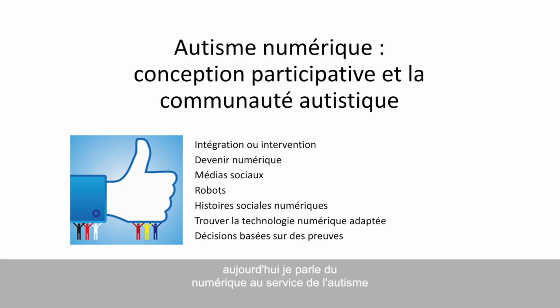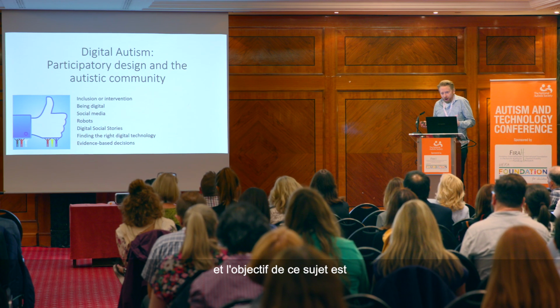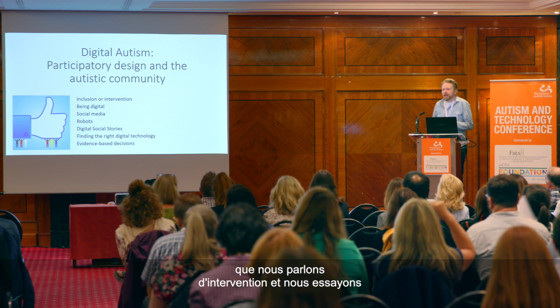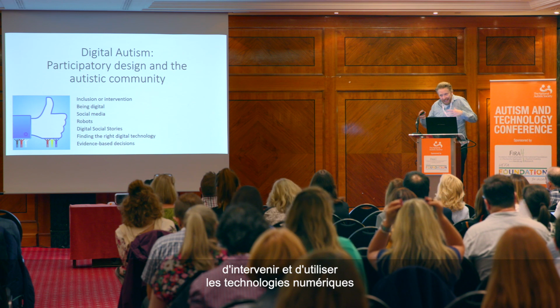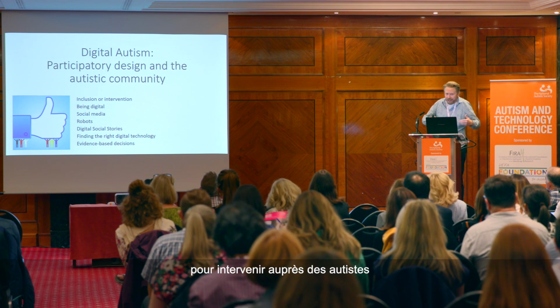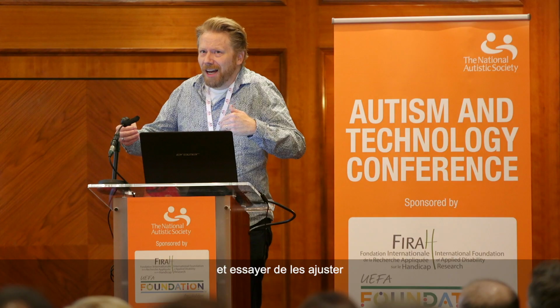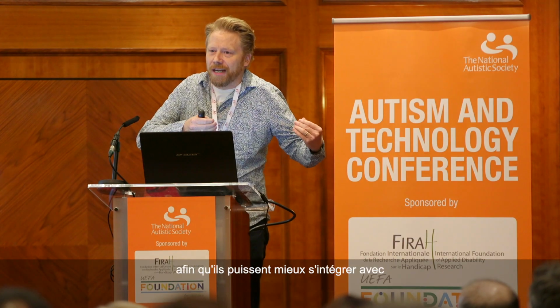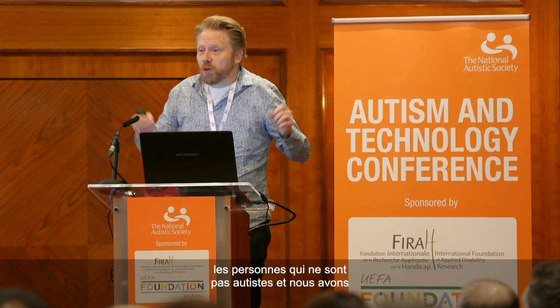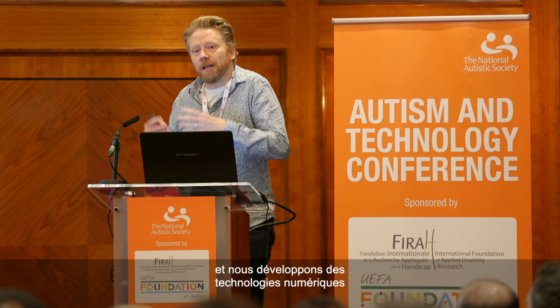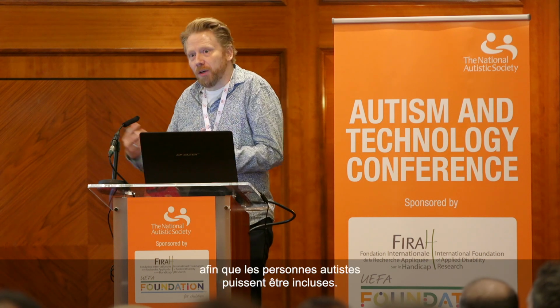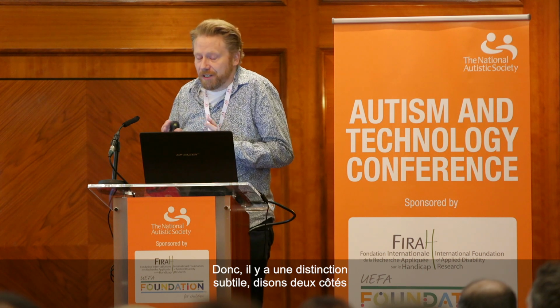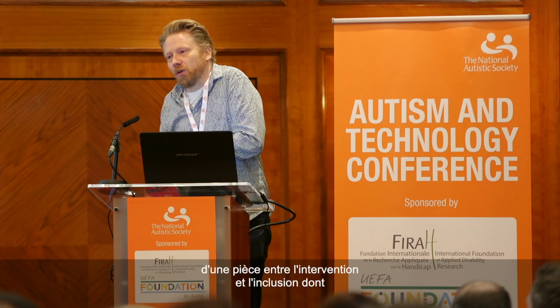Today I'm talking about digital autism, really to highlight that when we talk about technology and autism, we're talking digital technologies. Why are we talking about technology and autism? What's the point of this topic? Is it that we're talking about intervention, using digital technologies to intervene with autistic people and adjust them so that they can better integrate with the people who aren't autistic? Or do we have an agenda based more around inclusion, developing digital technologies so that autistic people can be included?